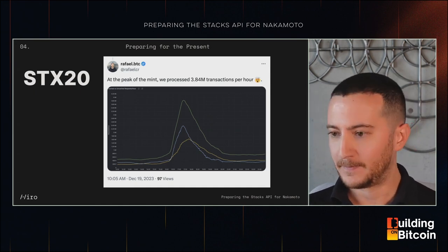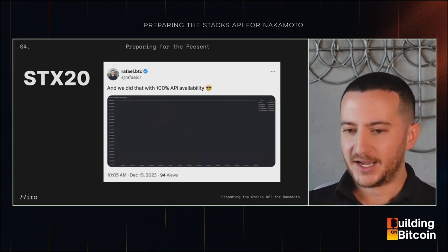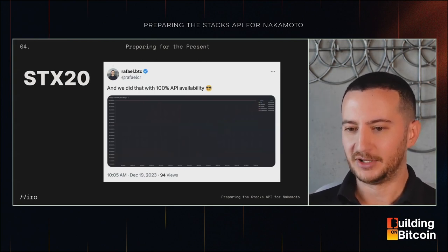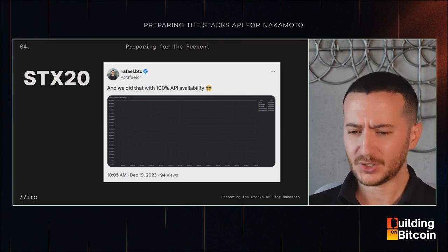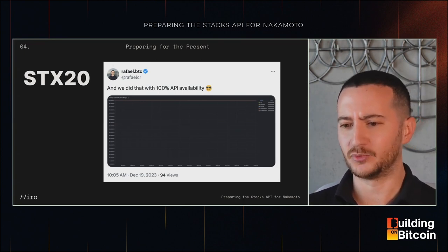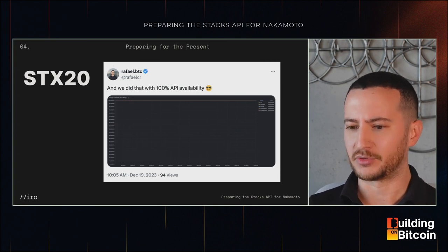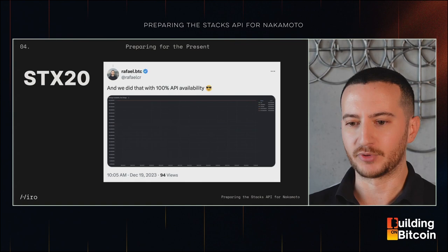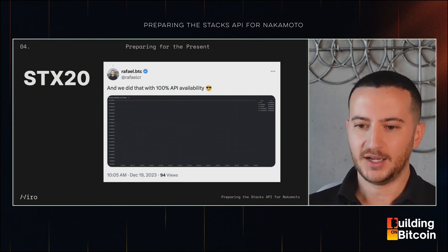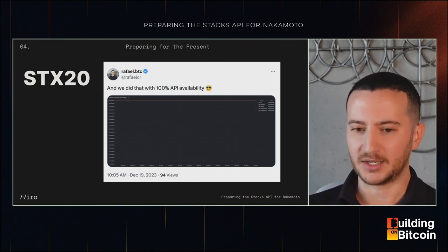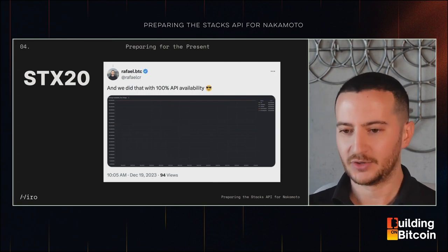But the good news is that the API handled this traffic with 100% availability, which was a massive win for us. What this means in technical terms is that we didn't serve any 503 errors or timeouts during this time. And users were able to get their transaction data reliably and quickly. And we didn't have any downtime, which was, of course, really, really good.